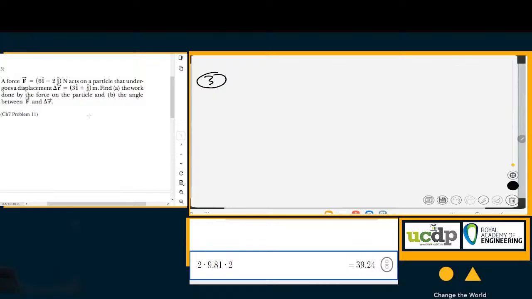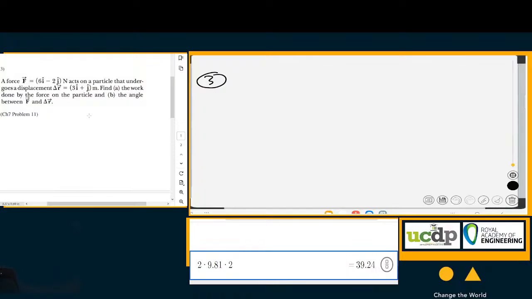Number 3. A force F, 6 units in the i-hat direction and 2 units in the j-hat direction, acts on a particle that undergoes a displacement delta r. Find the work done by the force on the particle and the angle between F and delta r.